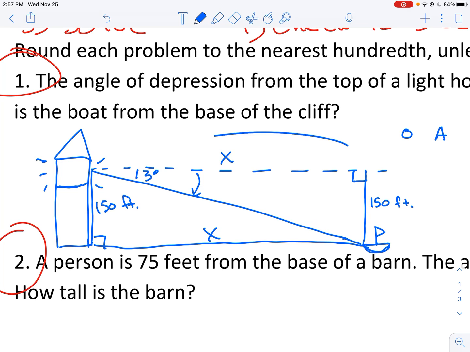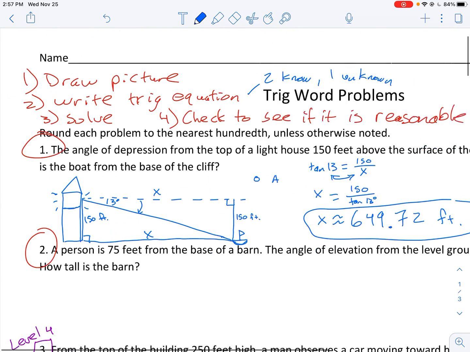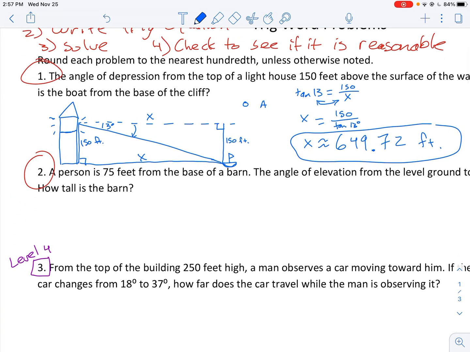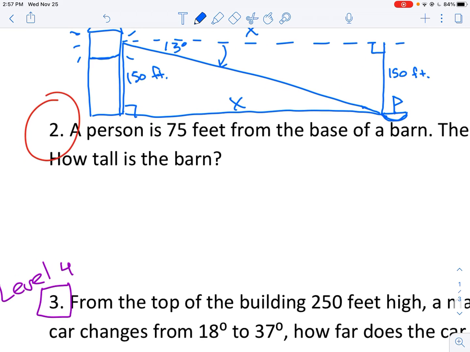And so, yeah, this is pretty reasonable to be about 650 feet because you're not looking down that far, which will mean it's pretty far out there. It's about 4 times as far away as you are tall in the air. So that's pretty reasonable. We're going to do one more example for you, and I want to see if you can set it up.